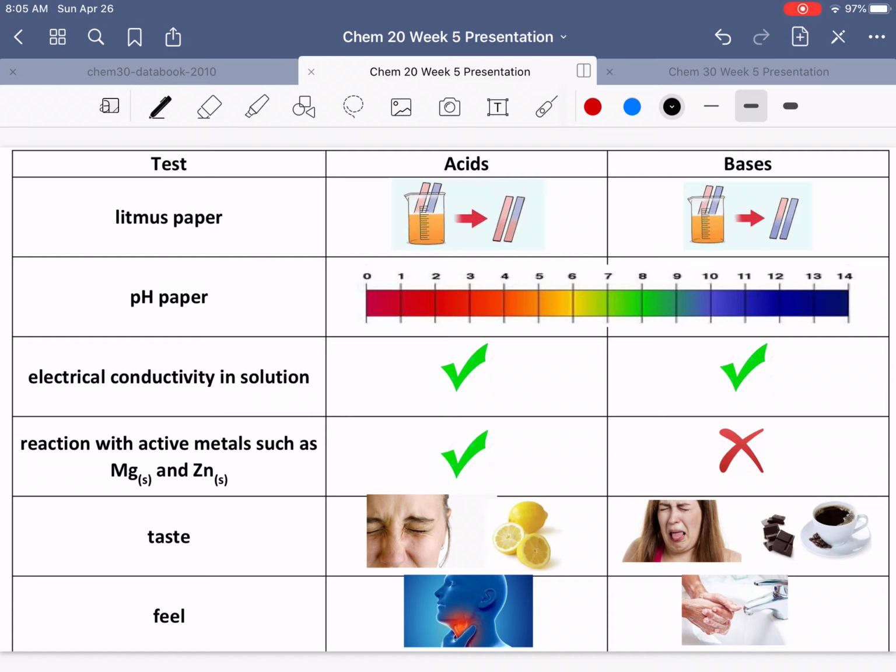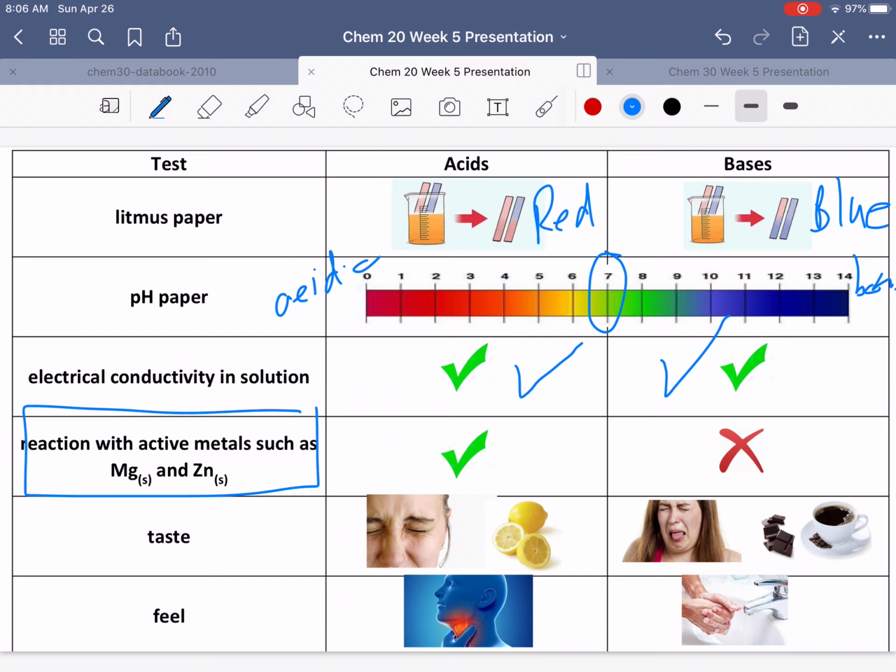Litmus paper, of course, in an acid is going to turn red. In a base it is going to turn blue. The pH scale, don't lose sight of this too, please. Neutral is at 7. As you go into a lower pH, this is where it's more acidic. That's why I have it on the acid side. As you go into a higher pH, that's where it's more basic. Acids will always conduct electricity, as will bases. We'll talk more about reactions with active metals, but just know that acids do, bases don't.